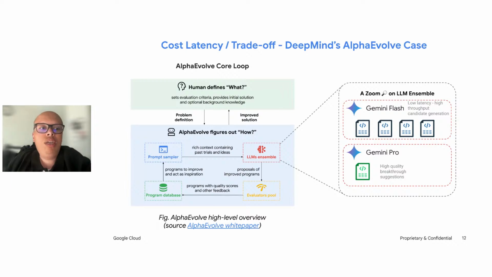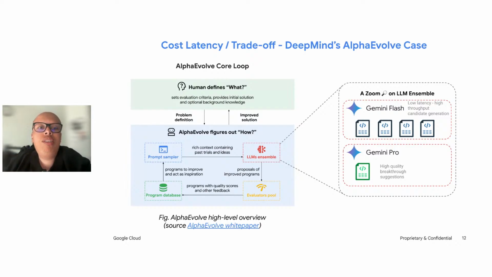So what it does is it is used, if you want, for high throughput candidate generation at very low latency. So this is our brainstormer. It is going to generate multiple versions or multiple innovation ideas. So it is used for the breadth search.